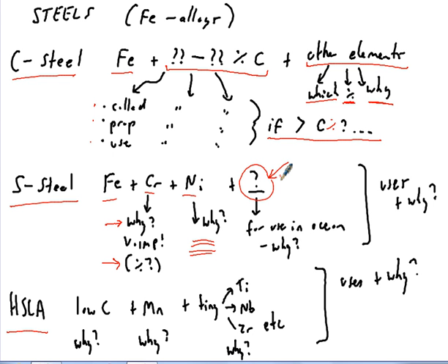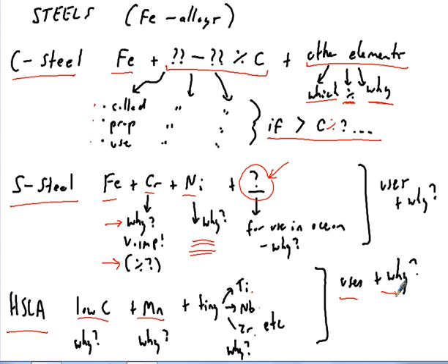Next, you've got HSLA steel, which is high strength low alloy steel. You need to say why it's got low percentages of carbon, why do they add manganese to the steel, and why do they add tiny amounts of titanium, niobium, and zirconium to this steel. And you need to talk about how those alloying elements give it its properties, what are its uses, and why do we use this HSLA steel.